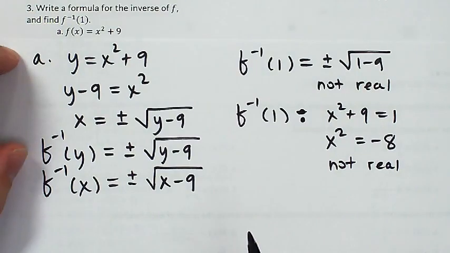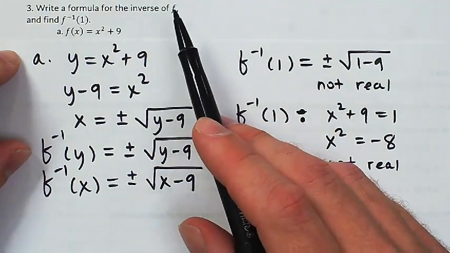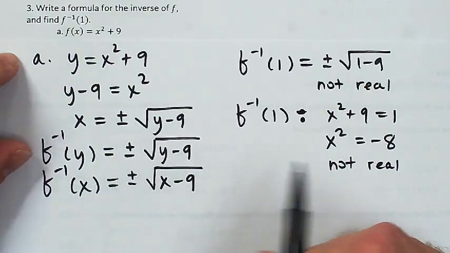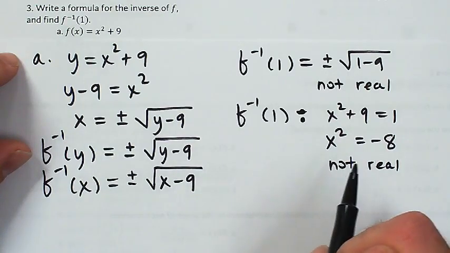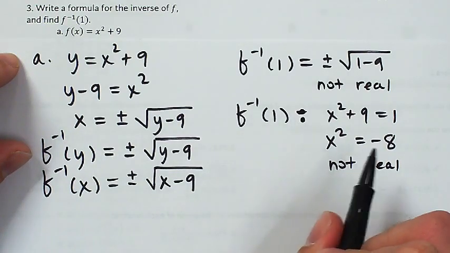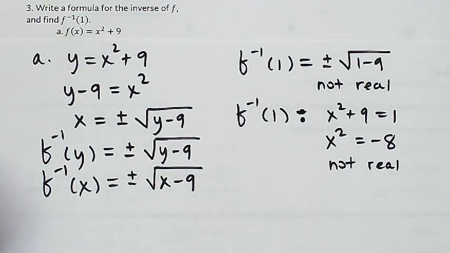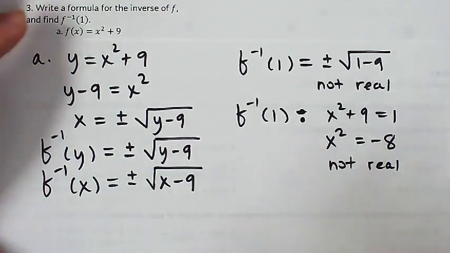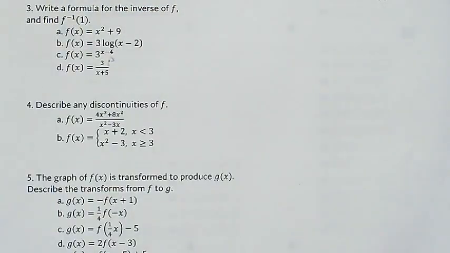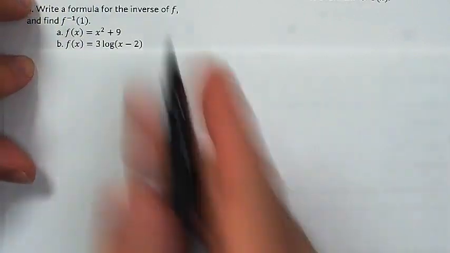But in our class, we think of functions as taking in real numbers and giving back real numbers. So to say f inverse of 1 is the square root of negative 8, which is an imaginary number, is not going to be a valid answer because it's not part of our original domain. That discussion is a little bit beyond the scope of Algebra 2, so I'm just going to leave that there. All right. B is 3 log of x minus 2.